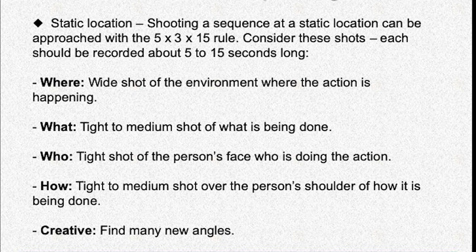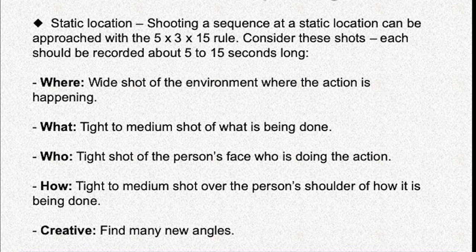Shot number 4, how is it being done? Now this is something that we could call an over-the-shoulder shot. So now we get the camera behind the person, and we're going to shoot over their shoulder of what they're doing, as if we're looking from the perspective of that person doing it. Again, 3 shots, wide, medium, and tight.